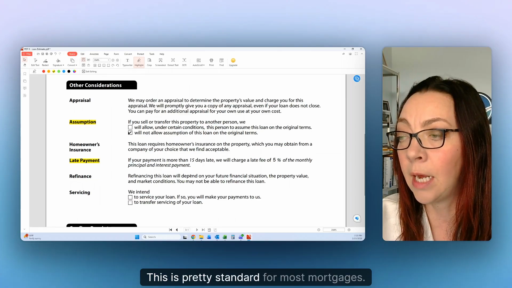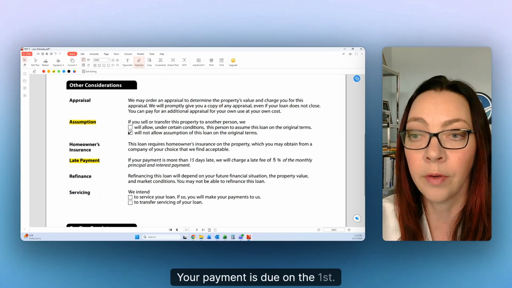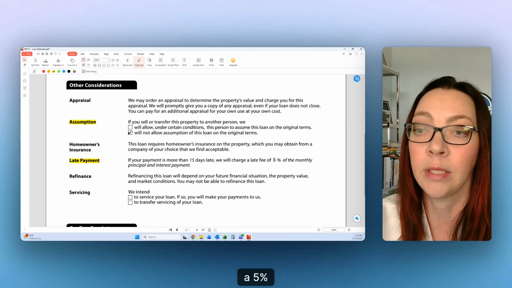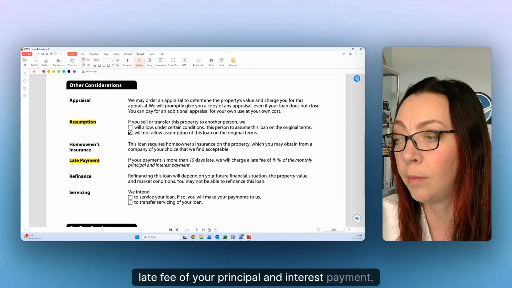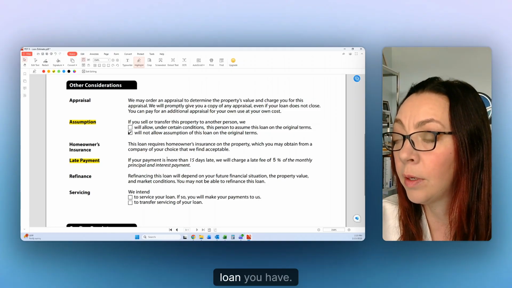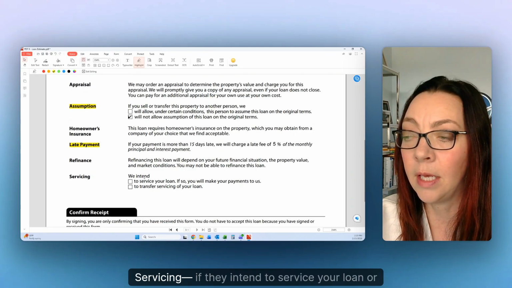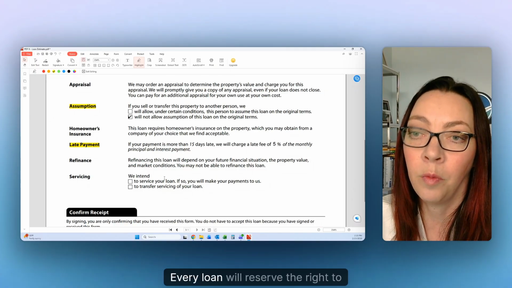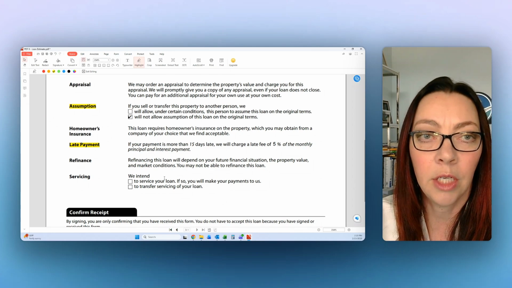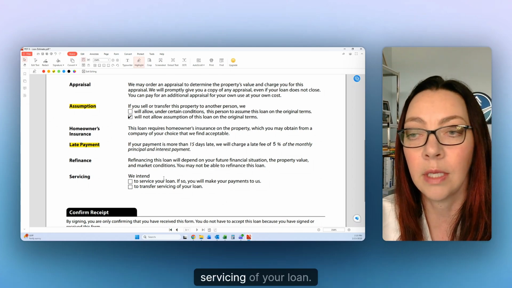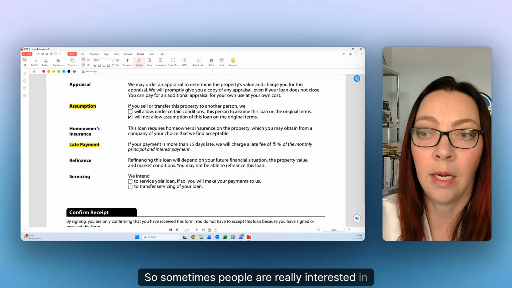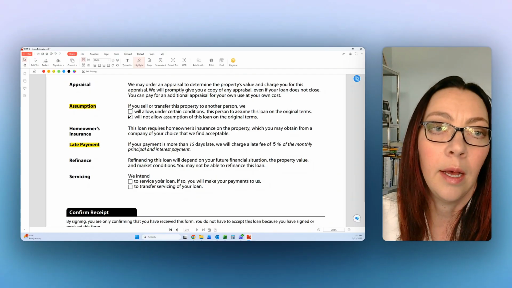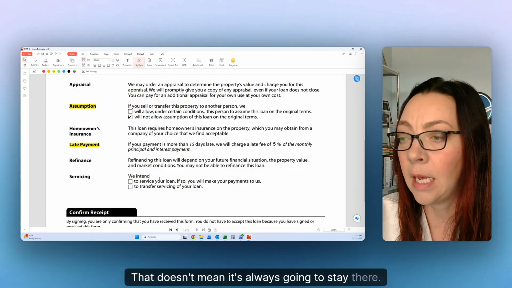Late payment. This is pretty standard for most mortgages. Your payment is due on the 1st. They'll give you a 15-day grace period. After that, they'll charge you, in this case, a 5% late fee of your principal and interest payment. That number will change depending on what kind of loan you have. Servicing, if they intend to service your loan or not, or transfer your servicing. Every loan will reserve the right to change the servicing of their loan or sell your servicing of your loan. So sometimes people are really interested in keeping their loan with their bank that they have their checking and savings account with. You can start with that. That doesn't mean it's always going to stay there.